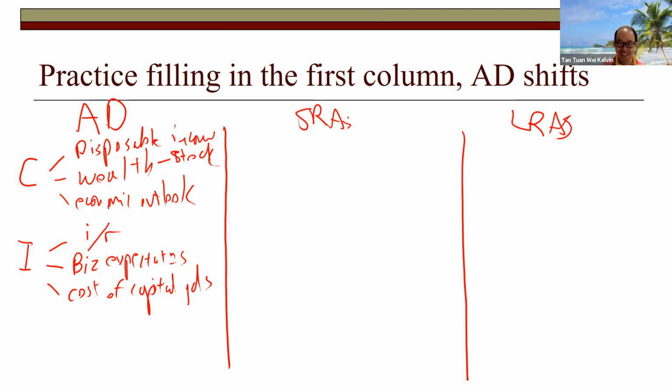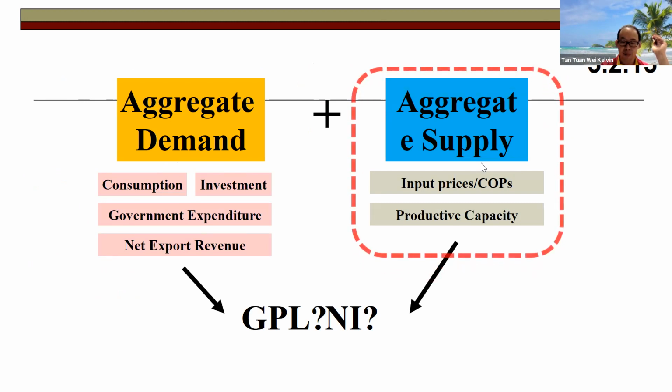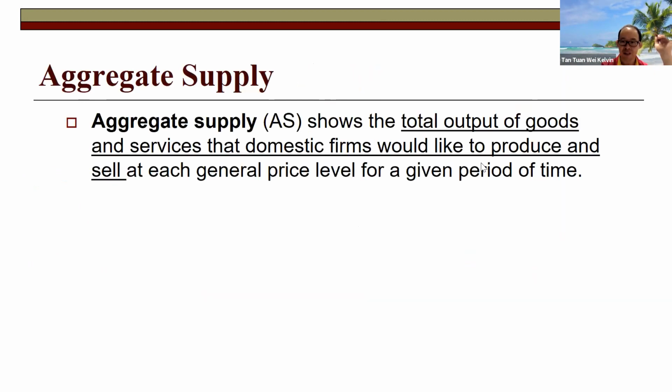Okay, shall we all turn to page? Okay, so we are done with aggregate demand. So let's go to aggregate supply now. You should turn to page 5.2.15 now. Can all of you turn to that page now?